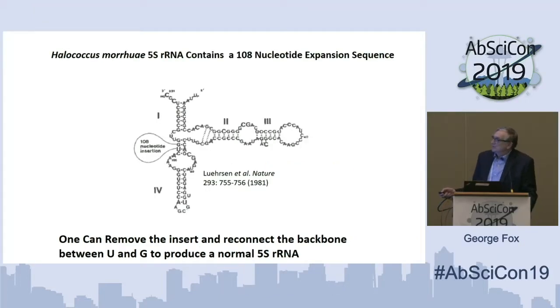Now, the way this insert works is you have extra material right here, right? And you come around. And if you cleave this out, break this off and throw it away, you can just reconnect this U and G, and you have a perfectly normal secondary structure of the 5S RNA, okay? So that's the key thing about these insertion sequences. Of many of them, you can literally remove them, and you're right back to where you were, so they're not causing problems in particular.